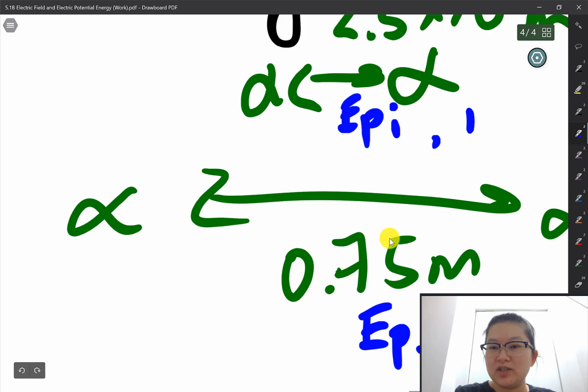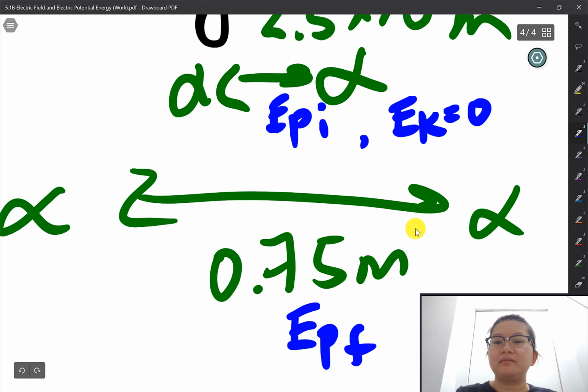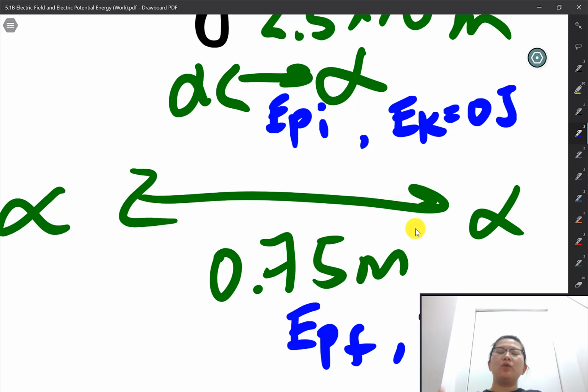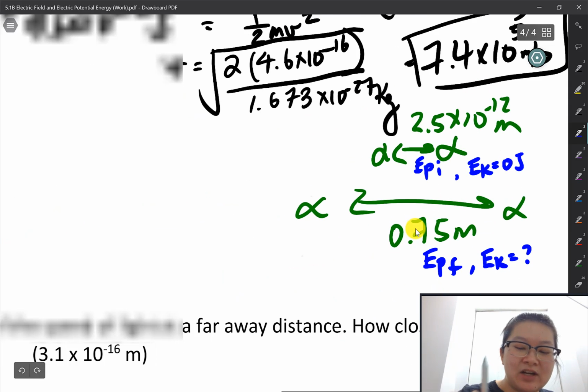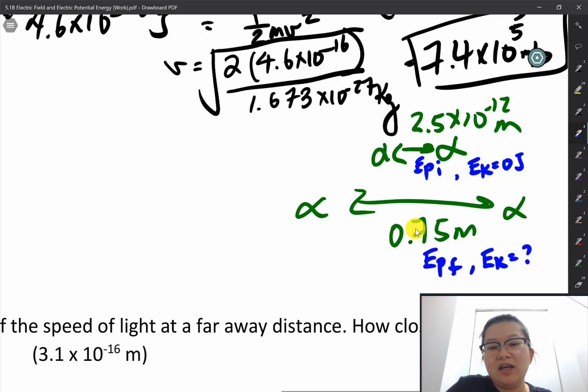and in which the kinetic energy to begin with, since they start at rest, is going to be 0 joules. And the kinetic energy here of the two alpha particles, we don't know. That's what we want to find out. But we do know that the potential energy is going to get converted to kinetic energy. So we just need to find the change in potential energy. Keep in mind though, both alpha particles are free to move. So the kinetic energy that we find is going to be for both alpha particles and not just for the one alpha particle.